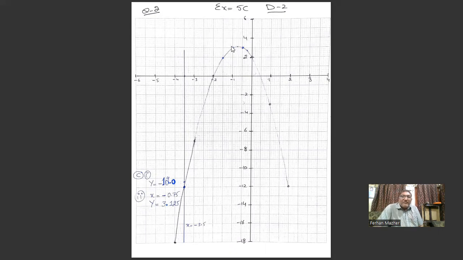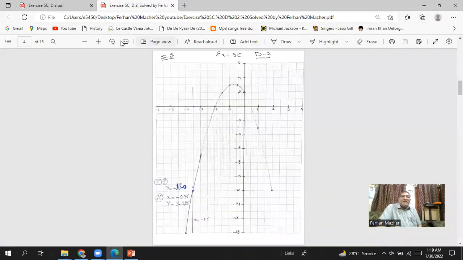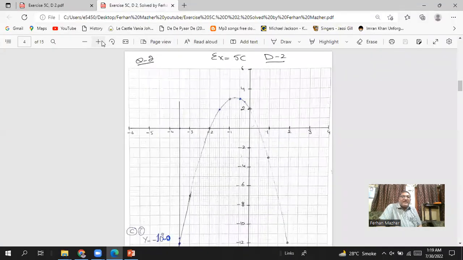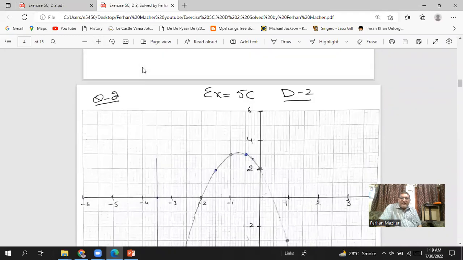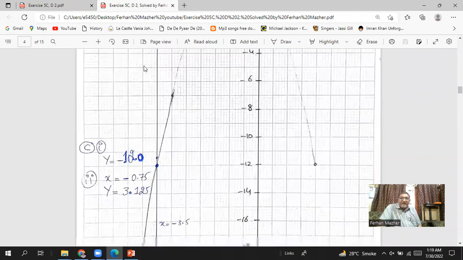This should never be flat. It should always be a smooth curve. So then I will join these points. You can see I've joined these points with a smooth curve. It's a parabola shape. We call this shape a sad face. So this is how you will do this. Let me increase the size so you can see it more clearly. So this is the shape, and here we go.